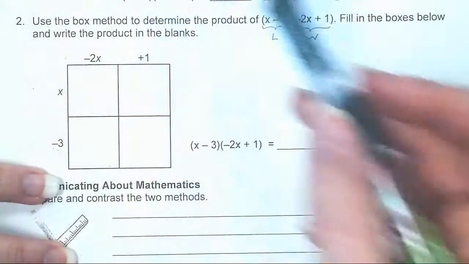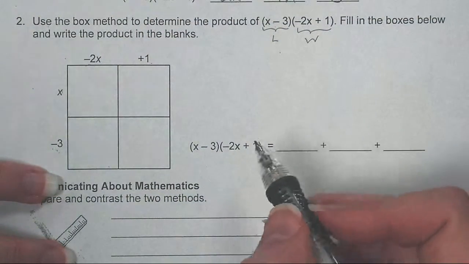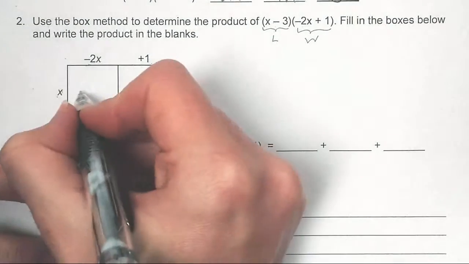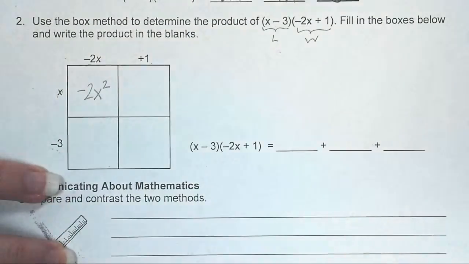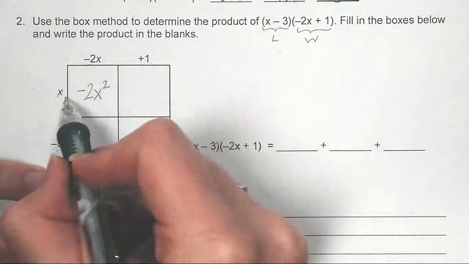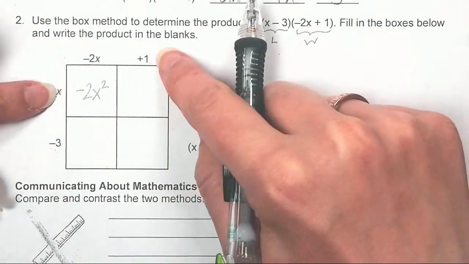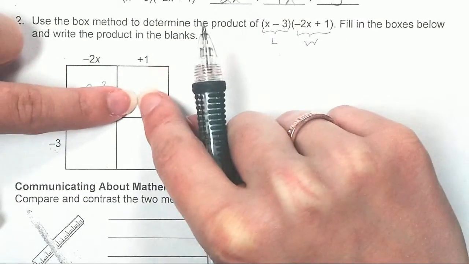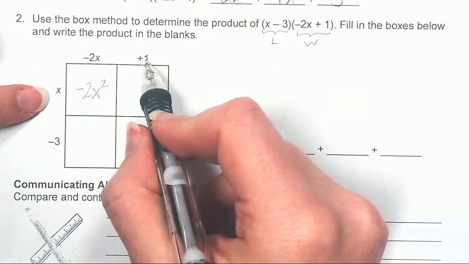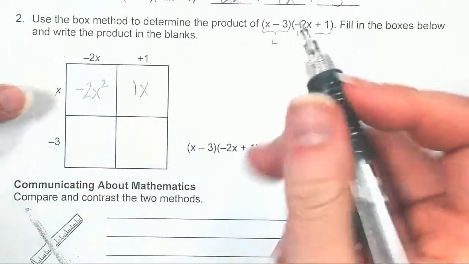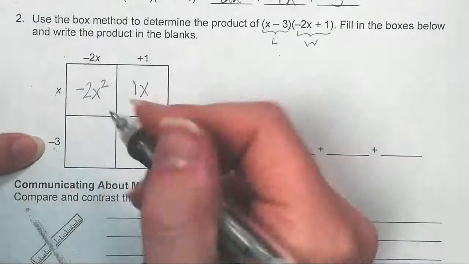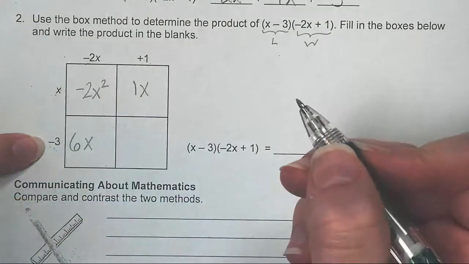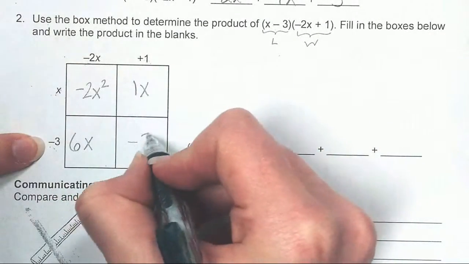Now we're just multiplying the same way we did with our algebra tiles up on number 1. Negative 2x times x is negative 2x squared. And then we're going to multiply these together. So it's like an Excel spreadsheet. You take what's on the edges, and then this is the place where you put your answer for those two. So positive 1 times x is 1x. And then we have a negative times a negative, so this becomes a positive 6x. And then this is a minus 3.